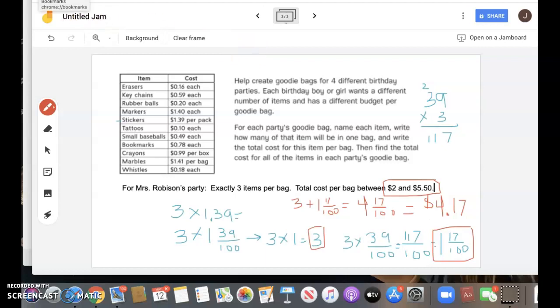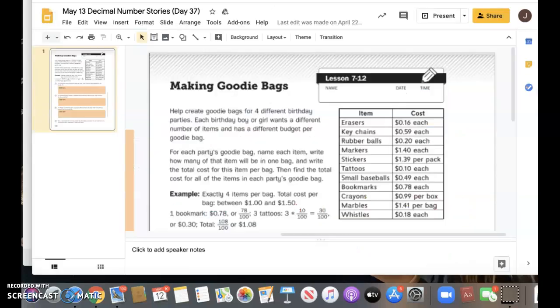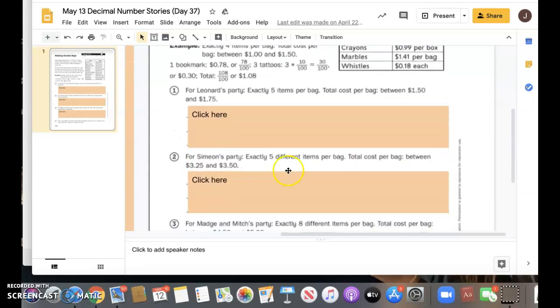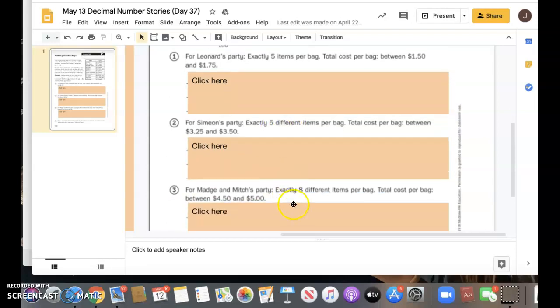So here are 2 examples to help you with today's assignment. On your assignment, you're going to be asked to find exactly 5 items per bag, which means that it could be any 5 items. It can be 5 of the same items, or it could be different items. It could be 2 of an item and 3 of another, however you want to do it. But if for number 2, they're asking for different items, that means you cannot repeat. It's 5 totally different items. And then for number 3, it's 8 totally different items.